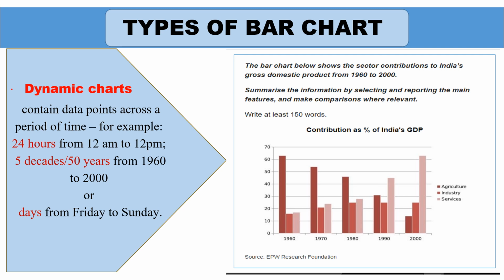Whenever you see the time period from this time to that time, from Sunday to Saturday, from January to December, from 1990 to 2000, whenever you see a time period like this, it means it is a dynamic chart. When you see only 1 year, 1990 only, then it is static. When you don't see any time reference at all, then also it is static.